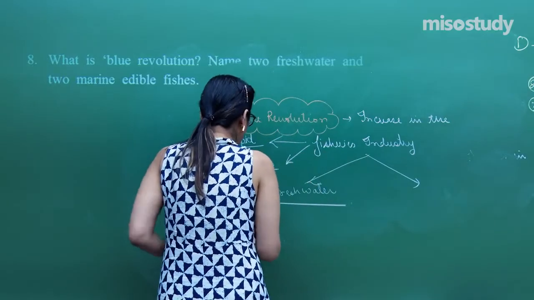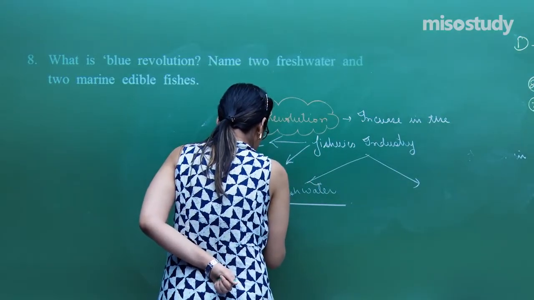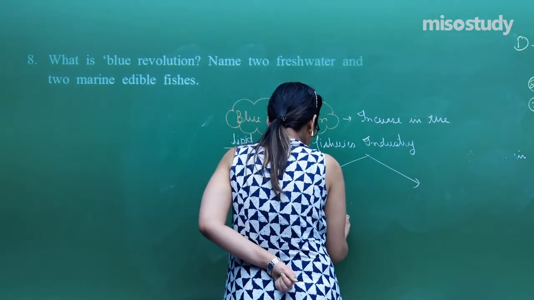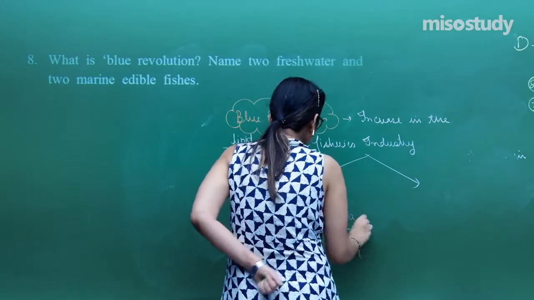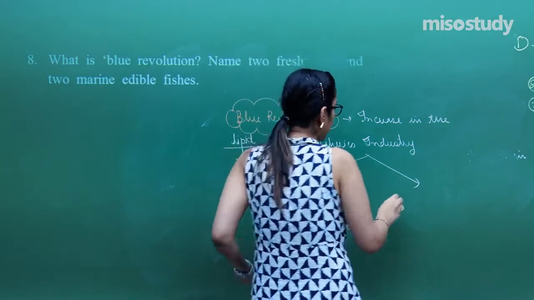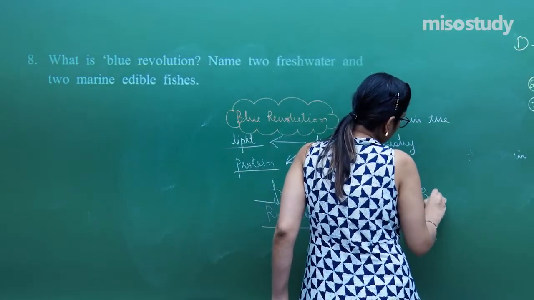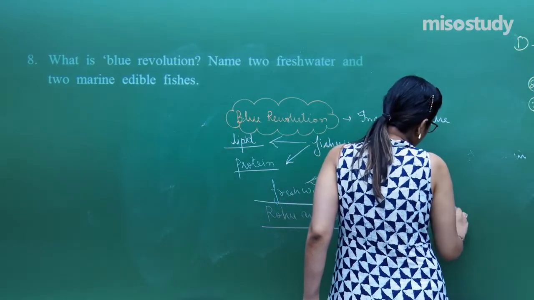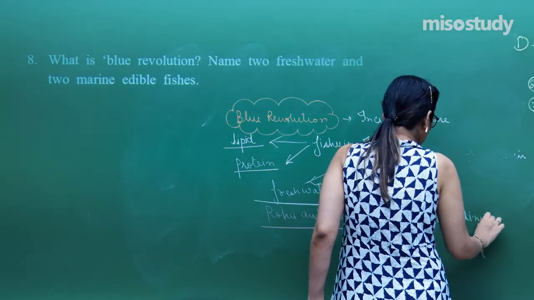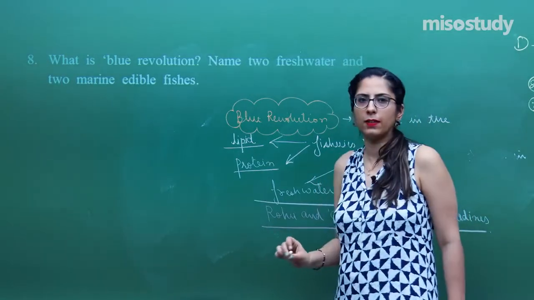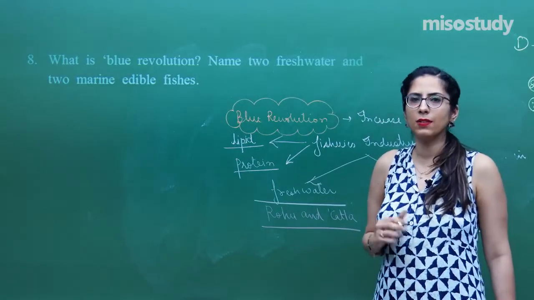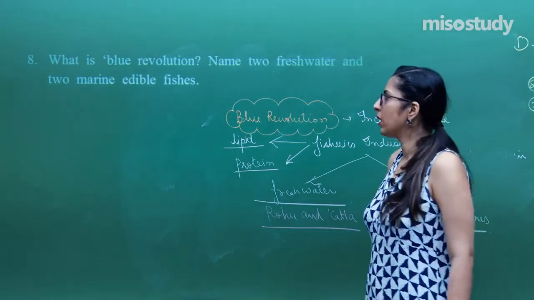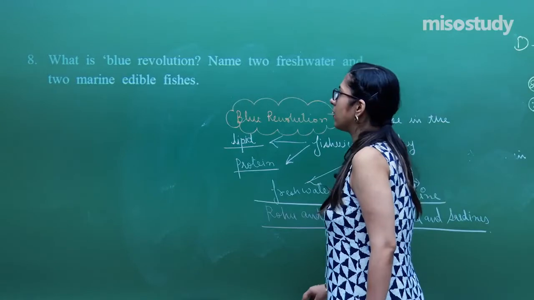In case of fresh water, we have rohu and katla. Whereas for the marine, we have sardine and hilsa. This is what you have to explain. Try to explain the blue revolution in detail. What are the different breeding methods that can be opted for as per the blue revolution? What are the different fishes? We have already discussed these in the sessions.